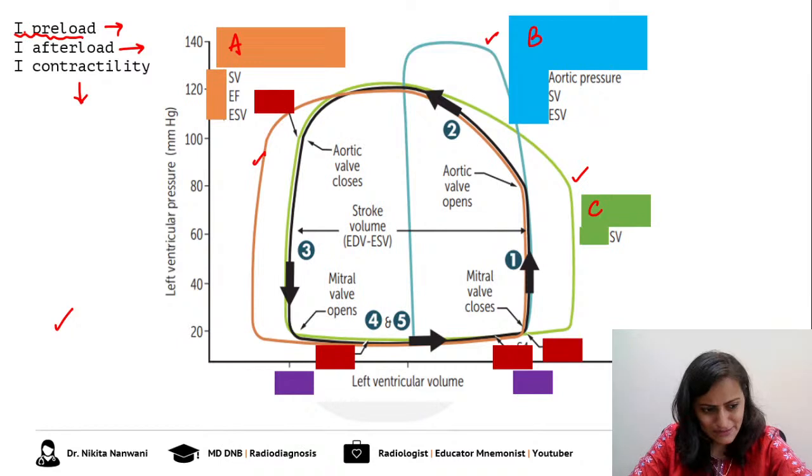Saiba, Yashika say it is the green color. Why do you think the green color graph is representing the increase in preload? The C one.